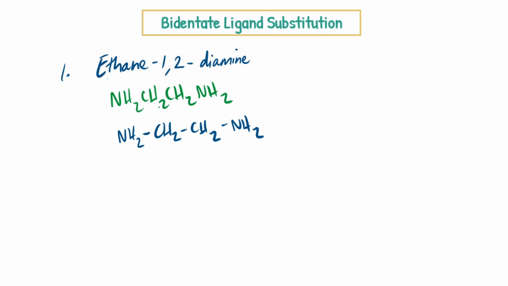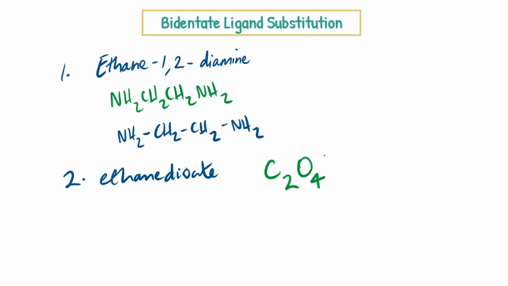The other one you need to know is a charged ion, okay? Let's write that down here. Ethane dioate. Okay, ethane dioate, what does this look like? Real easy one, C2O4. What is the charge here? 2-. Okay. Now we'll save the shapes of these for another video because you need to know about isomers and shapes and bond angles and stuff like that.